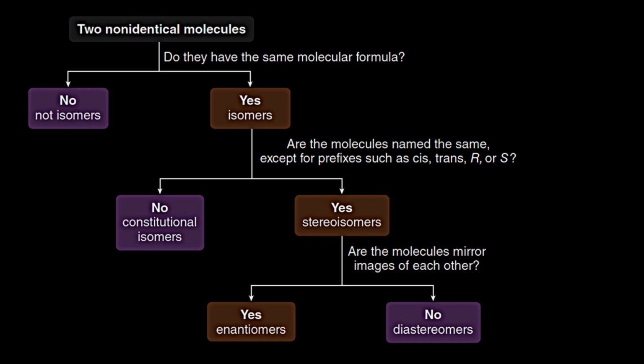Next, see if the molecules are mirror images of each other. If they are, they're enantiomers. If not, they're diastereomers, which can include cis-trans isomers or molecules with multiple chiral centers.